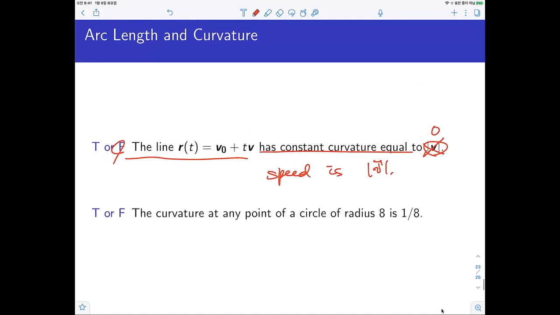And we've learned before that the curvature at any point of a circle of radius a is 1 over a. So this is true.